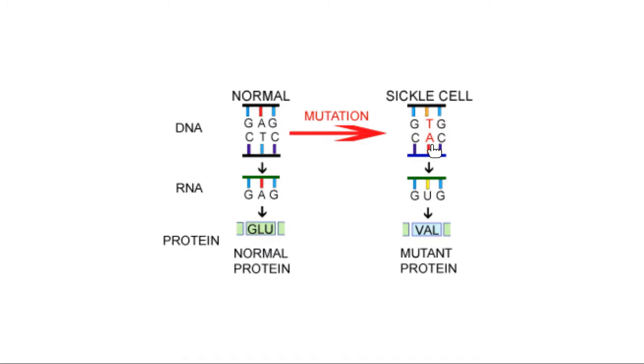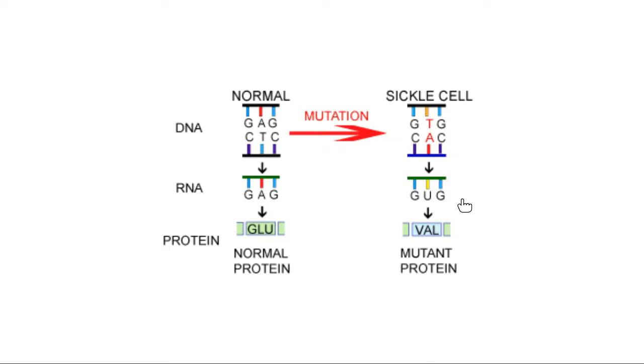If this is what my DNA says, when I go to make my RNA, I'm going to make the codon GUG. This is what my RNA is going to read because we're complementary to our strand down here. What I'm supposed to make instead of GUG is a GAG. So complementary to CTC is very different than complementary to CAC.